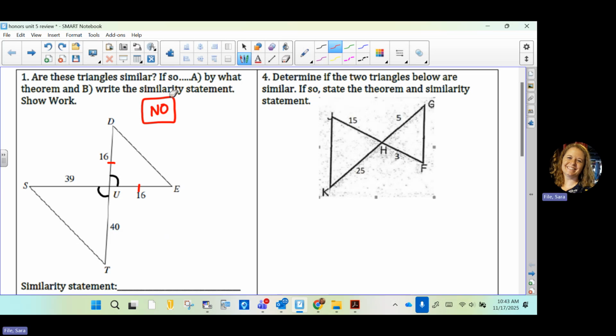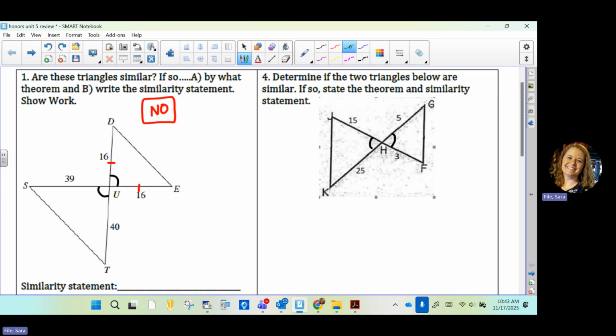Everybody else is 100% confident in the review? No questions? Yes. So number two or number four, which is no. Well, let's check. So in number 4, we again have the vertical angles. But in this one, none of these are marked as the same, like 5 and 3 or 15 and 25. So I actually do have to check the ratios here. It's not as obvious because one of them isn't labeled as isosceles.